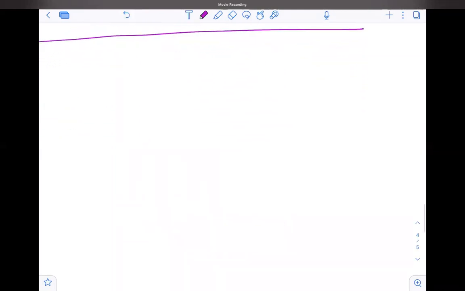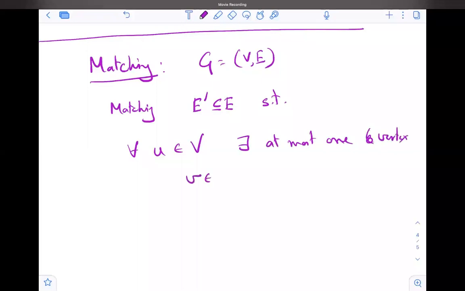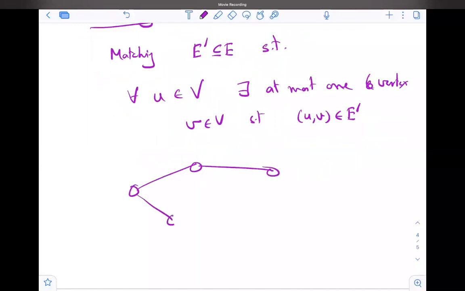So I have something called a matching. What is a matching? You have been given a graph, and a matching is a subset of the edge set such that for all u in V, there exists at most one vertex v such that uv is in the edge set. So I want to kind of pick. If I have a graph like this, and this is not necessarily directed, okay?